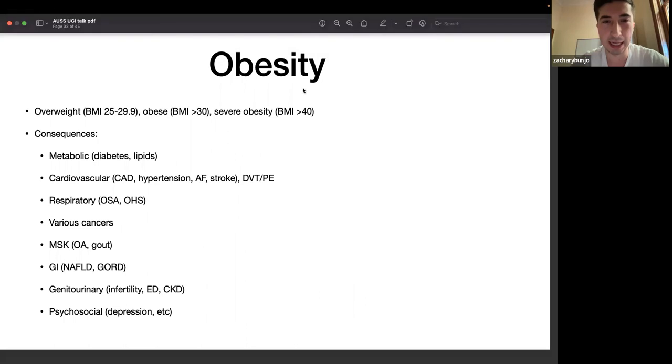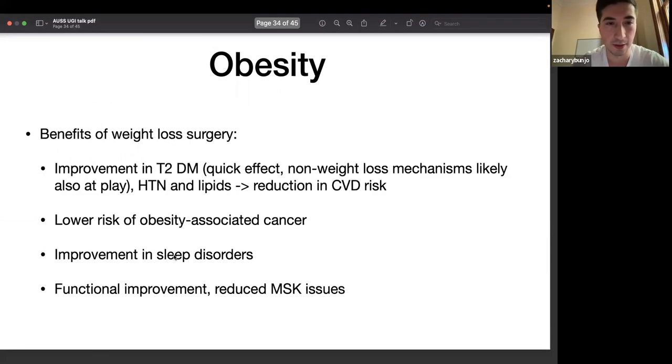Obviously, obesity has a lot of metabolic implications, predominantly from a cardiovascular point of view, a lot of complications. So obviously there is great interest in managing it.